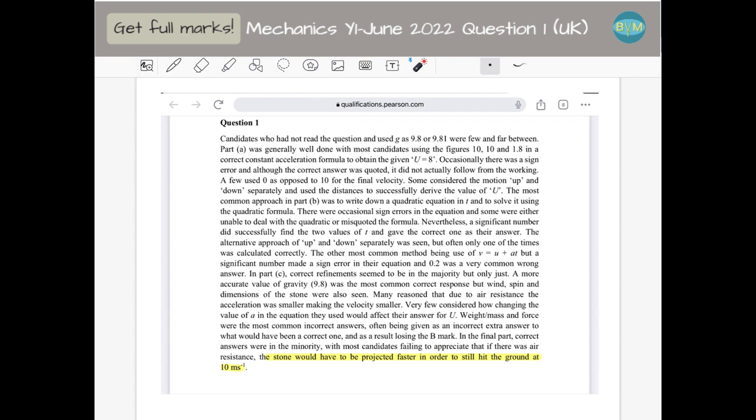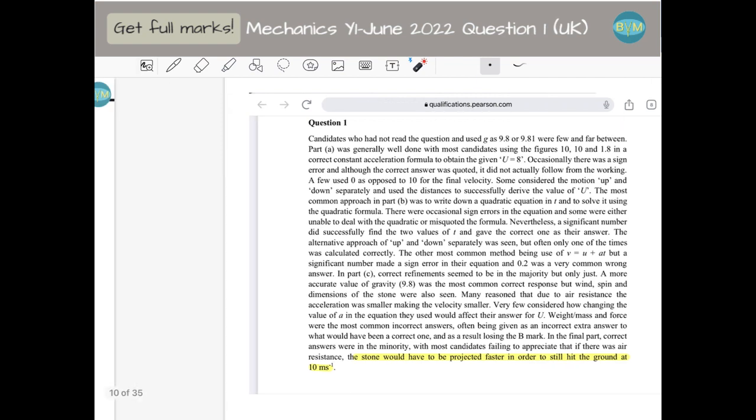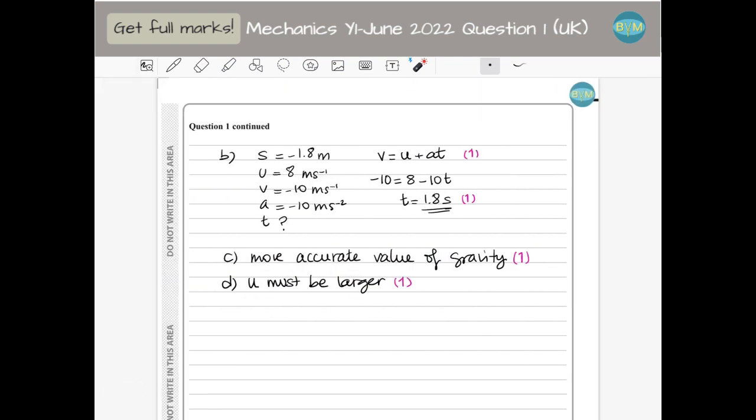So this is the examiner's report. You know, the examiners, after marking the exams, make some notes available for everyone. And about this question, they say in the final part, correct answers were in the minority, with most candidates failing to appreciate that if there was a resistance, the stone would have to be projected faster in order to still hit the ground at 10 meters per second. So just in case you ever find this question again, because it's not the first time they ask this, and it's not the first time that everyone makes the same mistake.